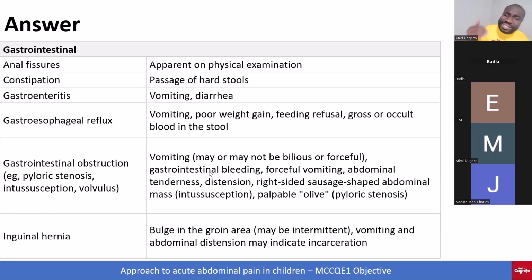What about gastrointestinal causes of a child who is crying a lot? They can have anal fissures, and you see that on physical exam. They can be constipated, where they are passing hard stools. They can have gastroenteritis, where they have vomiting and diarrhea. So a child who is crying a lot with vomiting and diarrhea, think about gastroenteritis. A child who is crying a lot, who is passing hard stools, think about constipation. A child who is crying a lot and you see a crack in the anal verge, think about anal fissures.